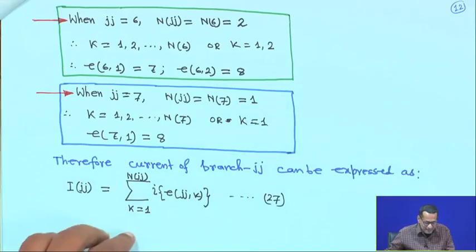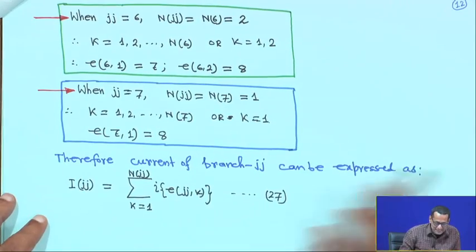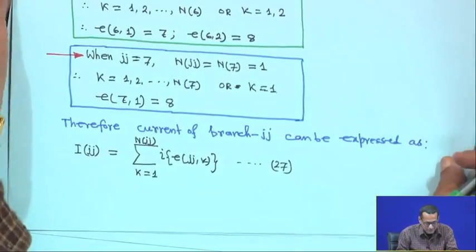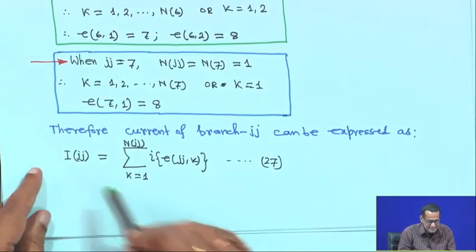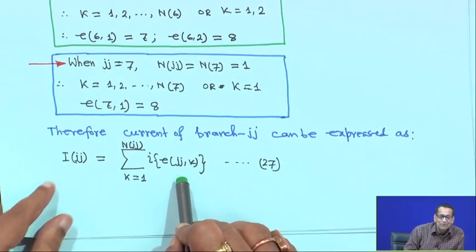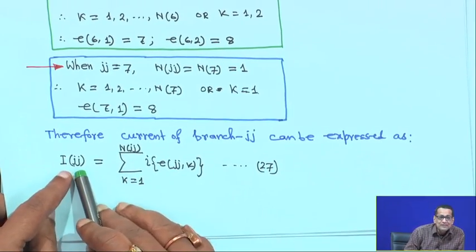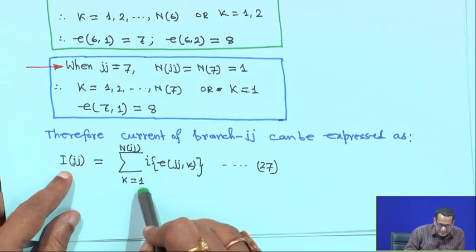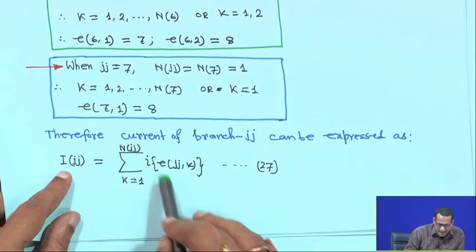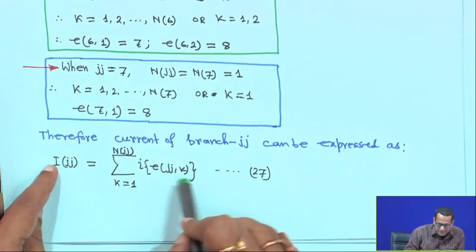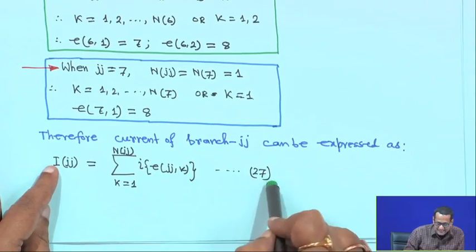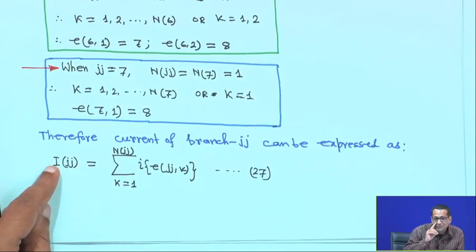Therefore, the current of branch jj can be expressed like this. Therefore, the branch current, I jj, is a generalized form. Look how we are writing it: capital I jj is equal to sigma k is equal to 1 to n jj, I, in brackets, we put the matrix element E jj k. This is equation 27. Now, how will it work?